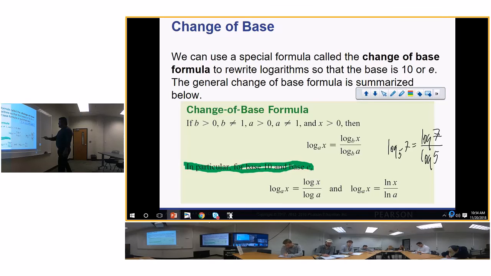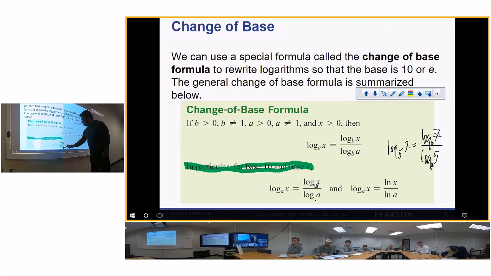Because what's the base here if nothing's there? 10. And that's what it's saying right here. See, there's no base here. So that's log base 10. And this is log base what? Log base e. Log base e of x over log base e of a.